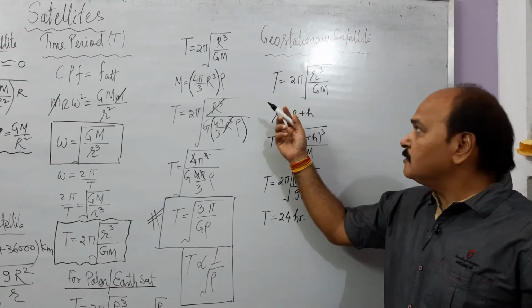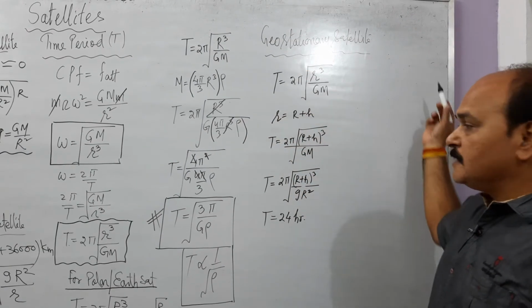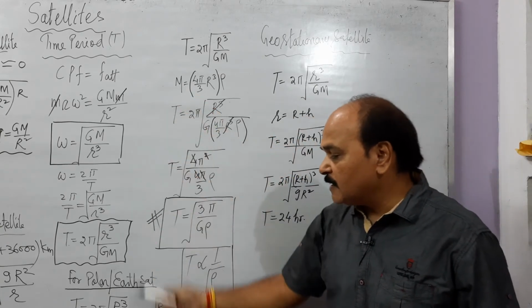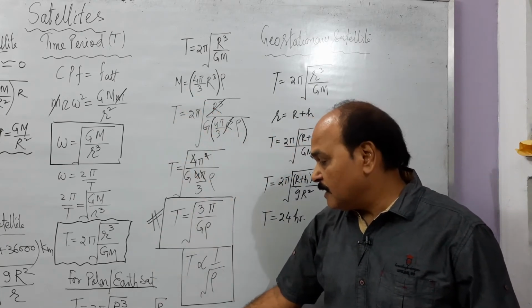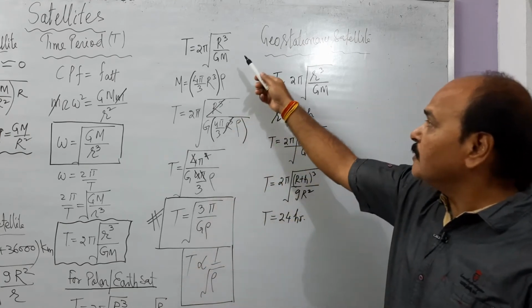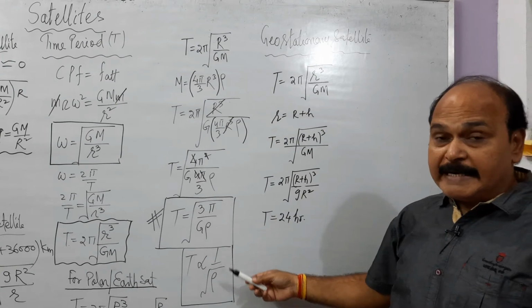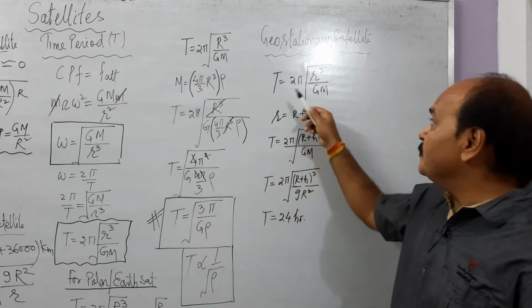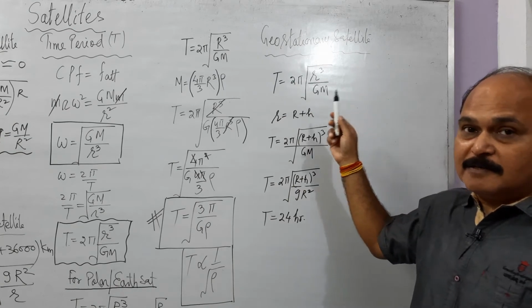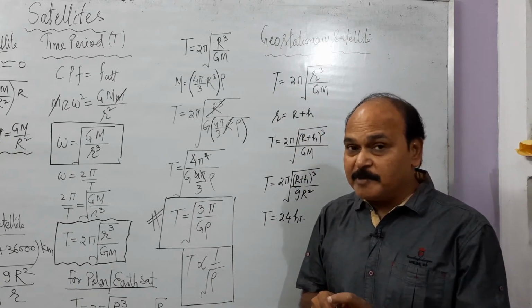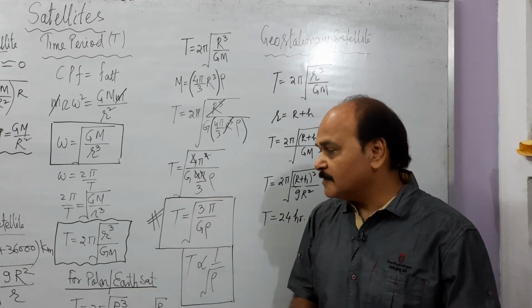Children, let us find out the time period of a geostationary satellite. We have found out the time period of a polar satellite. We have found out its value as nearly 84 minutes, and we have also found out the time period in terms of the density of the material of the planet. So what is the time period of a geostationary satellite? Children, we know geostationary satellites are about 36,000 kilometers away from the Earth's surface.